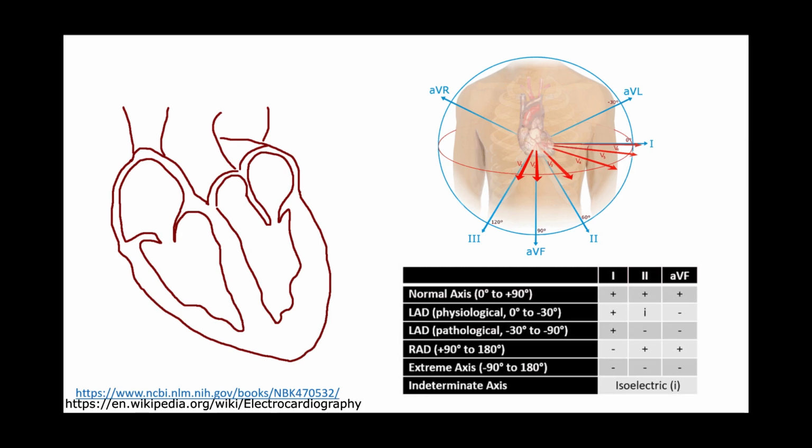One thing I do want to note, this table labels the angle of 0 to negative 30 as a physiological left axis deviation. You will hear some clinicians call this part of the normal axis, and others call this a left axis deviation. For the purpose of this video, I'm going to say normal axis is between negative 30 and positive 90. So it's okay to call this normal here.